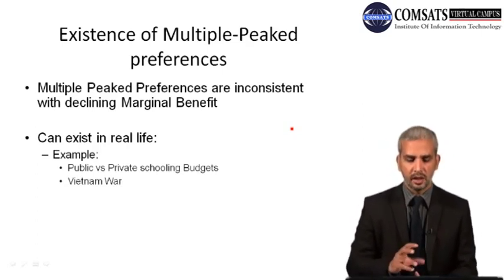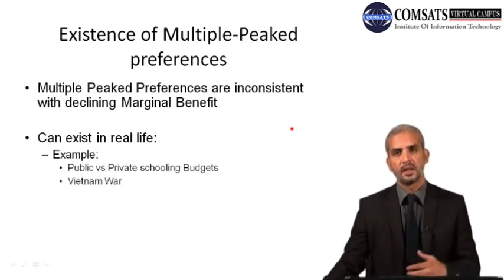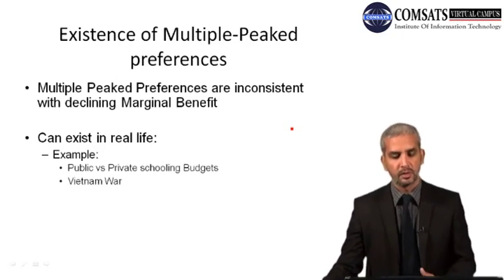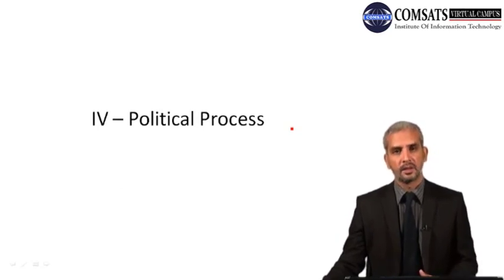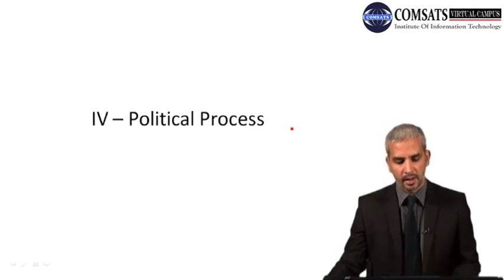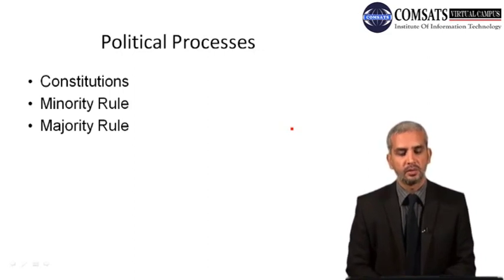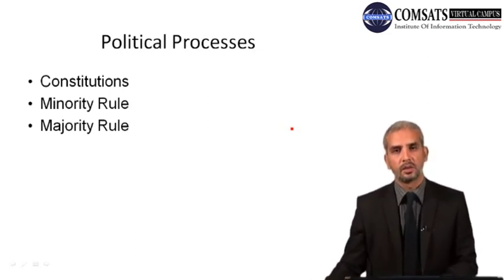And you see in real life examples that multiple peak preferences do take place, which was proven through these two examples. And then we discussed the fourth part of this running topic in the lectures, in which we discussed constitutions, minority rules, and the majority rule under the political process.